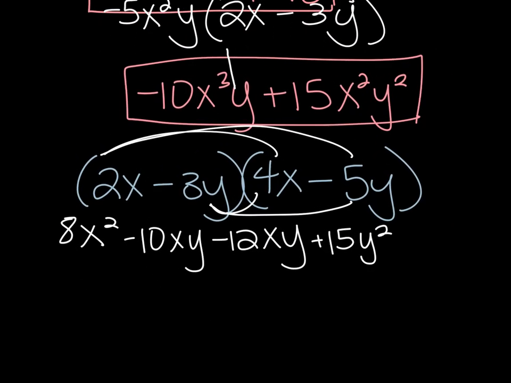And then from there, combine your like terms. So there's 2 with an x and a y.